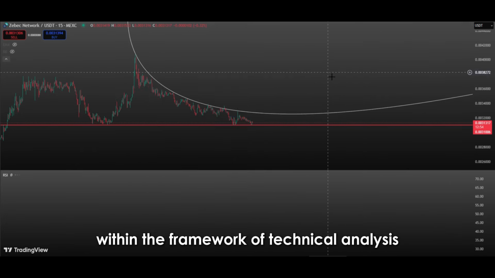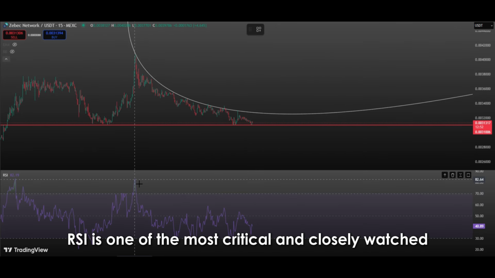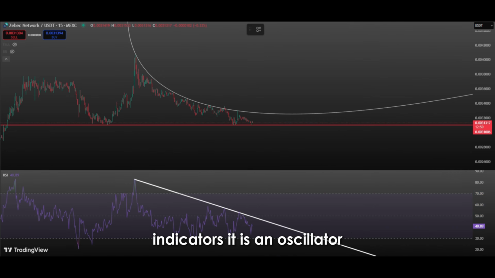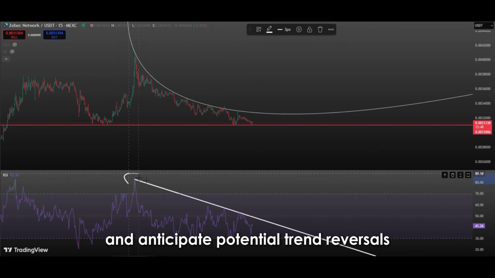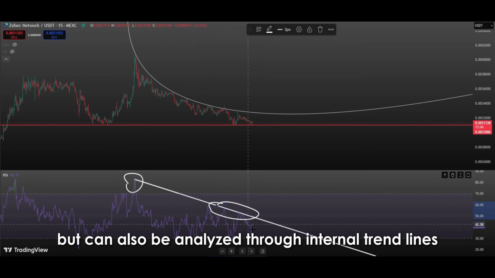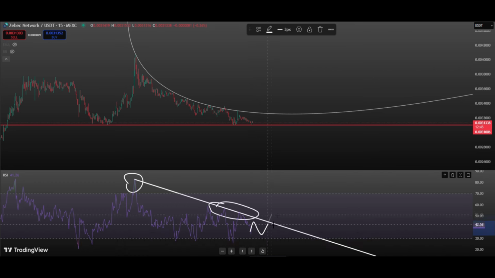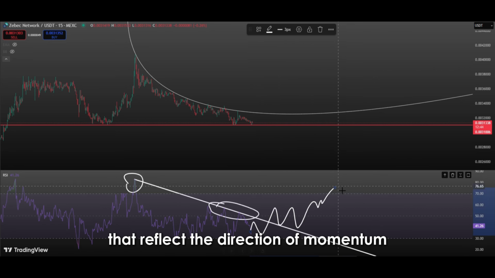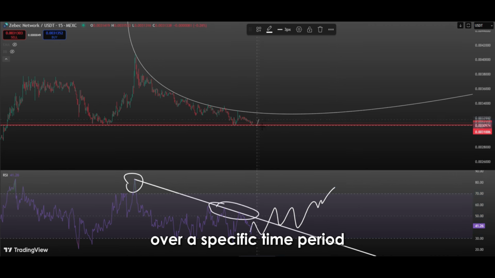Within the framework of technical analysis, RSI is one of the most critical and closely watched indicators. It is an oscillator frequently used by investors to measure market momentum and anticipate potential trend reversals. RSI not only identifies overbought and oversold zones, but can also be analyzed through internal trend lines, particularly downward or upward sloping lines that reflect the direction of momentum over a specific time period.